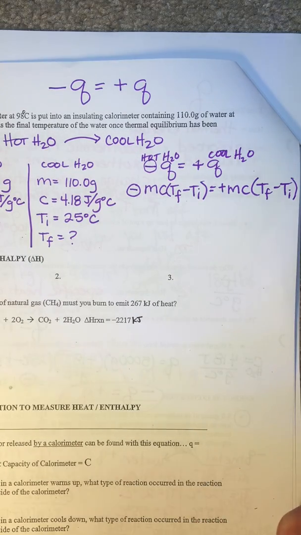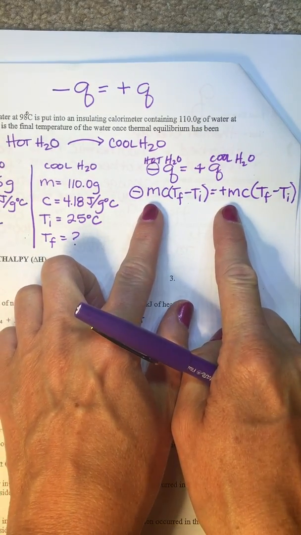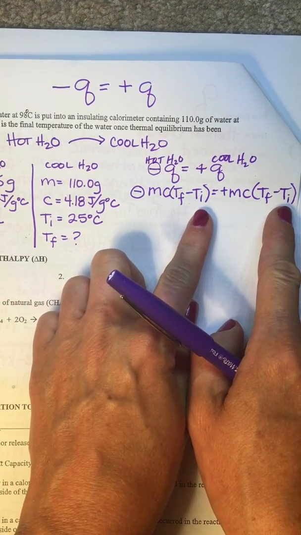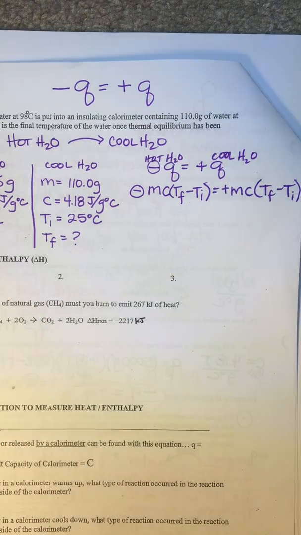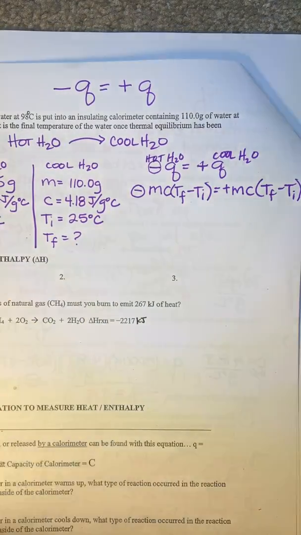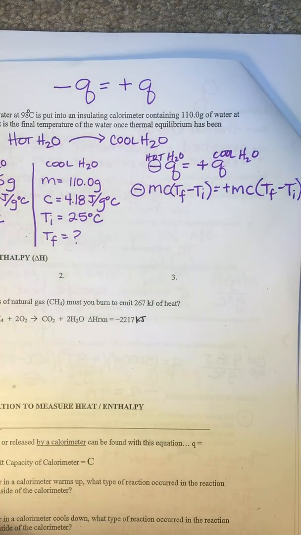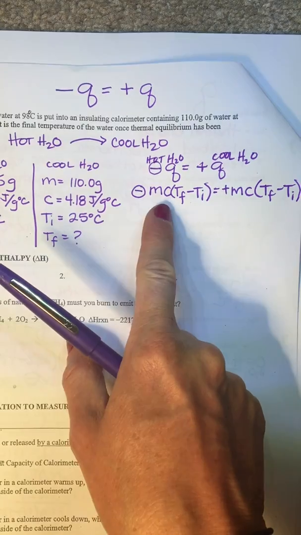Now, there's a couple of different ways to do this problem. The masses are different, which makes sense. The initial temperatures are different. The only thing that is the same would be the C. Now, they both have the same specific heat capacity because they're both liquid water. So if you want to make your algebra easier, you can simply cancel out the C's from both sides. And a person that does that will get the exact same answer as the person that keeps the C's in here.